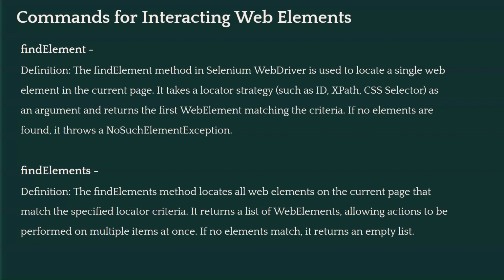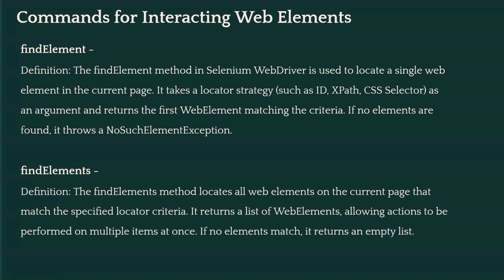That means if you pass information of a certain element and that element is not found in that page, it will throw the exception. Find elements is similar to this. The find elements method locates all web elements on the current page that match the specified locator criteria. It returns a list of web elements, allowing actions to be performed multiple times at once. If no element matches, it returns an empty list.